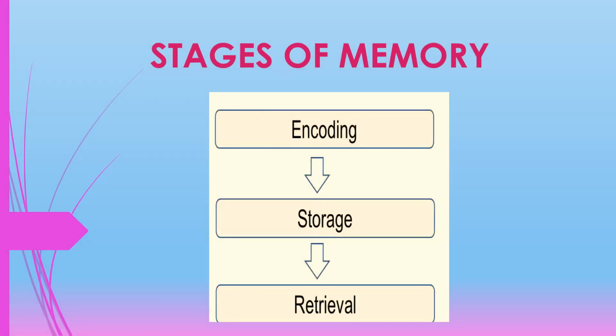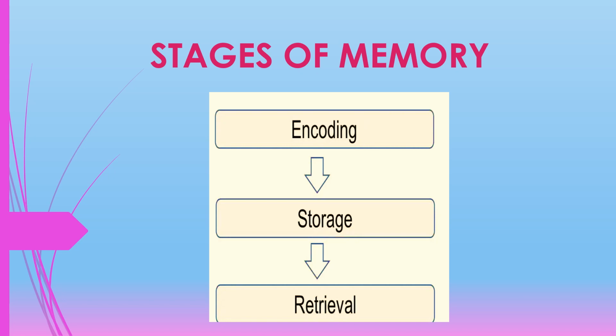So what are the stages of memory? Memory is a complex process. It involves multiple brain regions, neurotransmitters, and other physiological mechanisms. Memory is the process by which we encode, store, and retrieve information. It is a fundamental aspect of human cognition, and it allows us to learn from past experience, retain important information, and adapt to our environment.